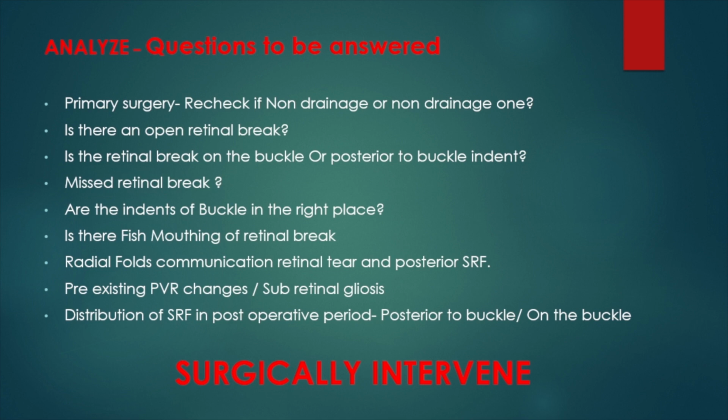Are the indents of the buckle in the right place? Is there fish mouthing of the retinal break? Are the retinal folds communicating between the retinal tear and the posterior subretinal fluid? Were there any pre-existing PVR changes or subretinal gliosis? And what is the distribution of subretinal fluid in the post-operative period, that is, is it posterior to the buckle or on the buckle? If you have answered these questions, then probably we need to intervene surgically.